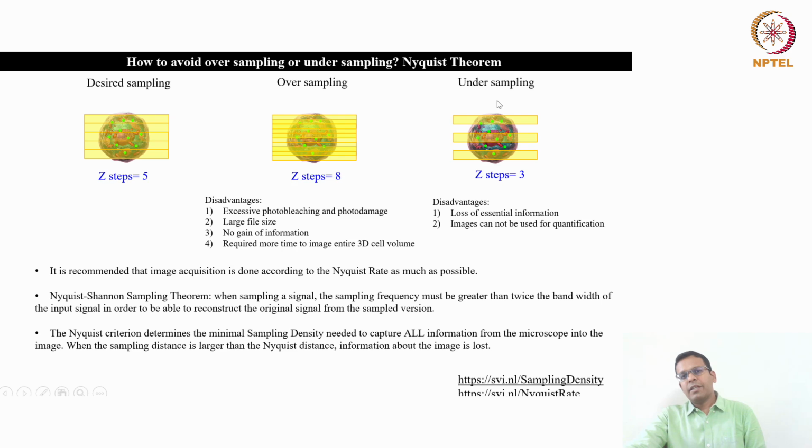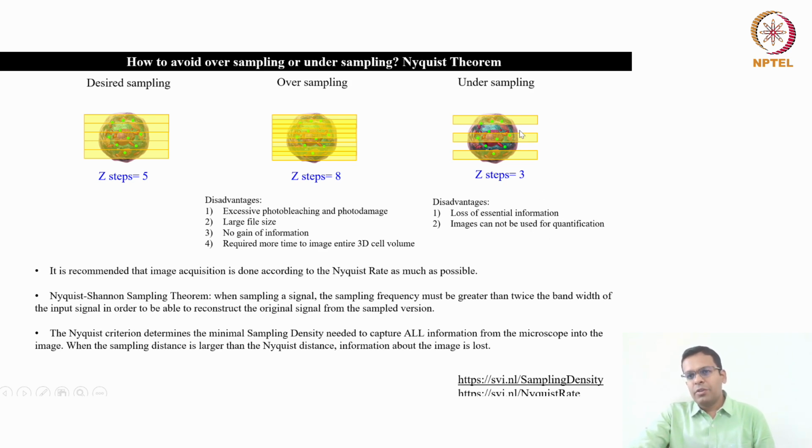Now, if you do not know how to decide this sampling interval, you may end up doing this kind of imaging, which is known as undersampling. So what are the disadvantages of undersampling? Loss of essential information. Here you can see only 3 Z steps were taken, and some of the molecules are not captured. If your aim is to count the number of molecules, then you will end up with numbers lower than 10. And the images cannot be used for quantification.